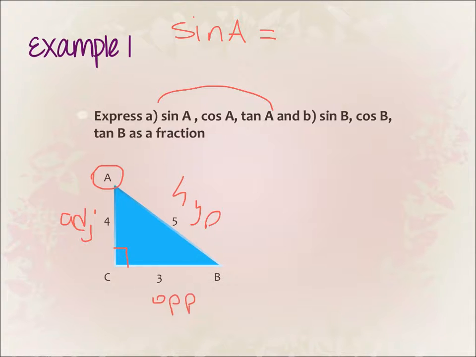Okay, so for sine of A, I need which two sides? What does sine use? Opposite and hypotenuse. So for the sine of A, all I'm going to do is put 3 over 5. They told you to leave it as a fraction. Then for the cosine of, or no, let's keep doing sine. No, we're doing sine, sorry. Cosine of A. Which two sides use cosine?